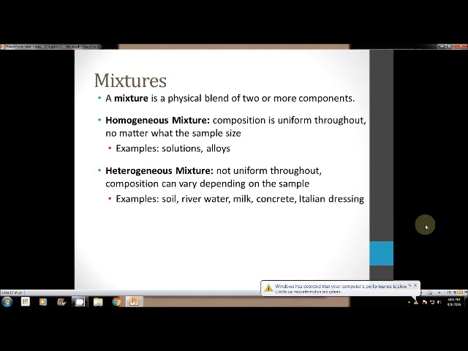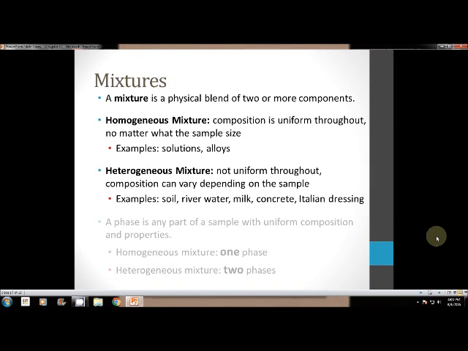So homogeneous, uniform, every sample size will be the same. Heterogeneous, not uniform, they will not be. A phase is any part of a sample with uniform composition and properties. So homogeneous mixtures have one phase because you only see one thing. But heterogeneous mixtures can have 2 phases or 3 phases or 4. It just depends on what is in that mixture.